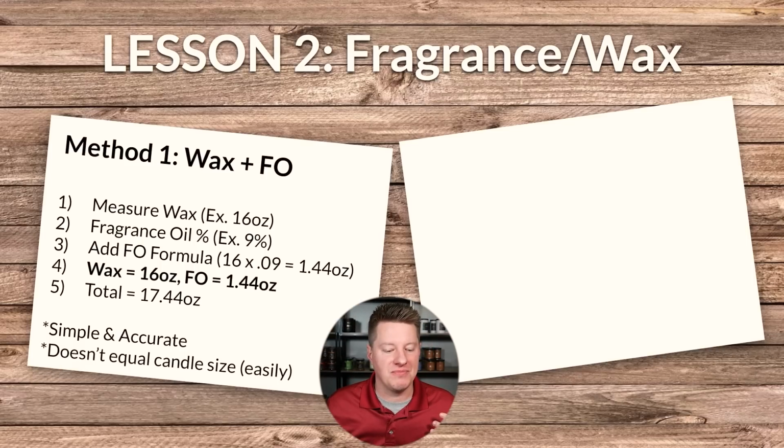However, there is a drawback, and that is that it doesn't actually equal the correct candle size for you. So you're the one that's saying, I need this much wax, or I have this much wax, how much oil can I add to it? But as you can see, that gave you a total fill of 17.44 ounces. Well, what if you don't need 17.44 ounces? Well, then you have to do some additional math to kind of back that out. What if you only need a 16-ounce candle? Well, now you've got too much. This method gets you right numbers, but not necessarily the right numbers to make a candle the size that you're looking for. So hopefully that makes sense.